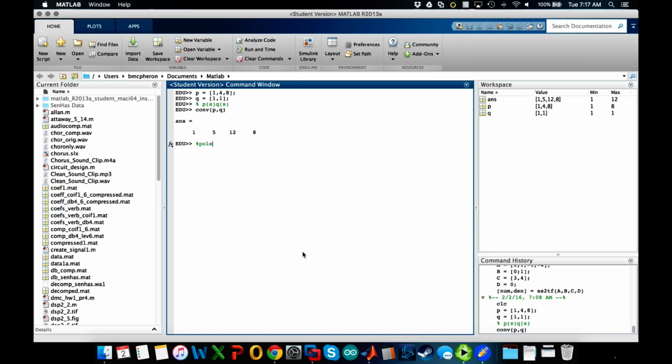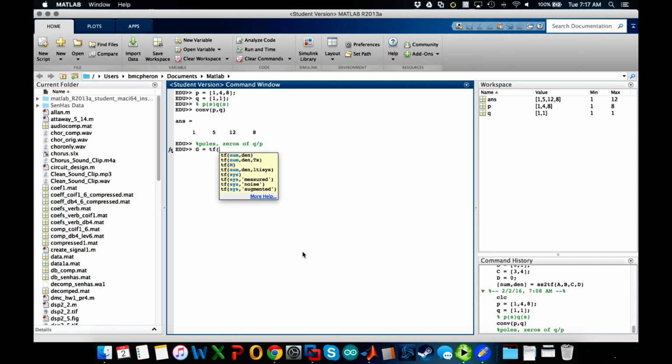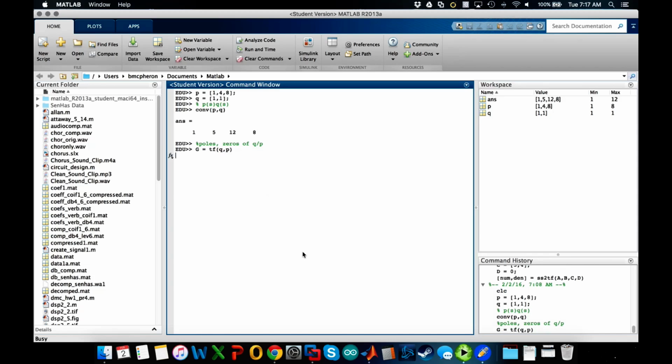All right, so next, we want to find the poles and zeros of Q over P. And we're going to do this by first defining a transfer function. Let's call this G is equal to the transfer function, TF, of Q, comma, P. All right, and I'll hit enter, and you'll see that it appears s plus 1 over s squared plus 4s plus 8. It's a continuous time transfer function.